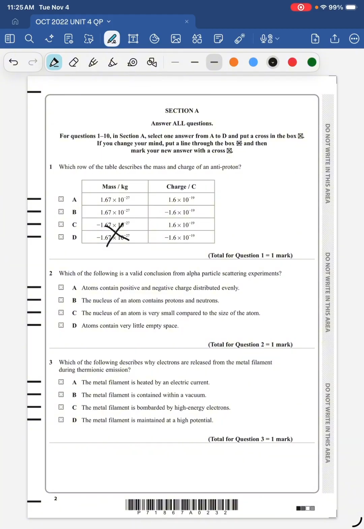But you have to remember that the proton has a charge of plus e, and e is 1.6 times 10 to the negative 19 coulombs. Therefore, the antiproton has an opposite charge, right? So B, easy as that.